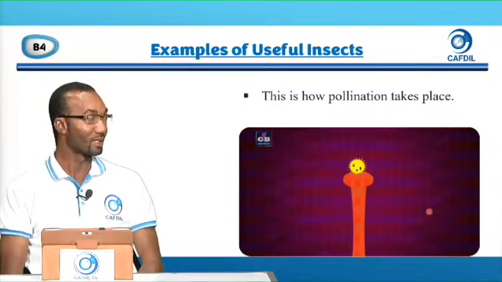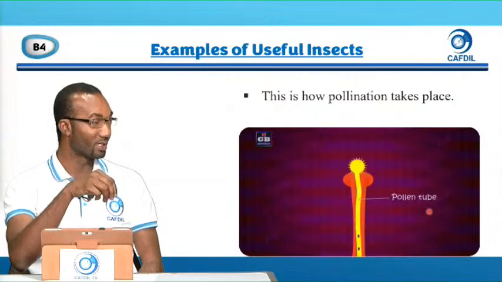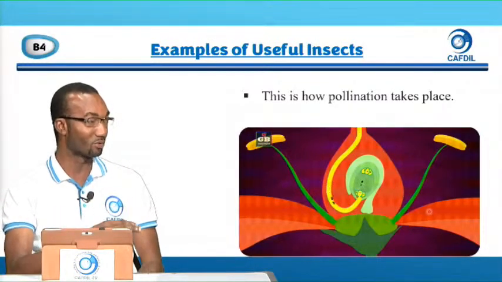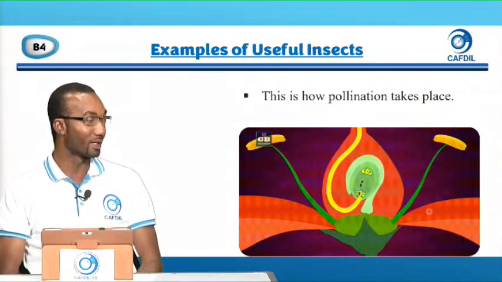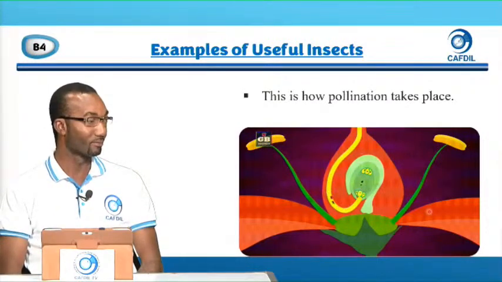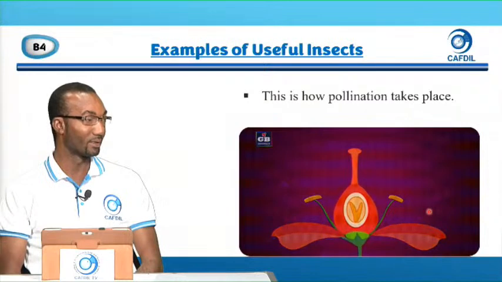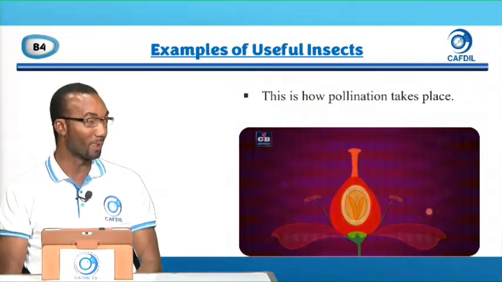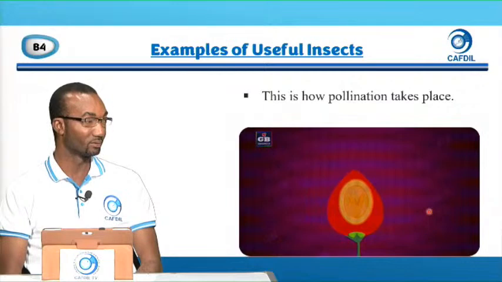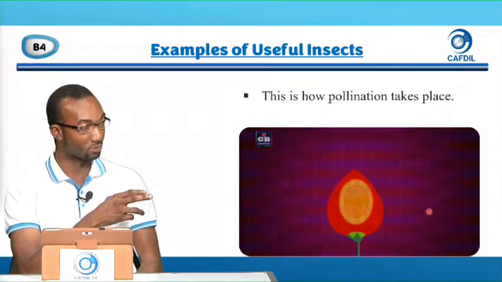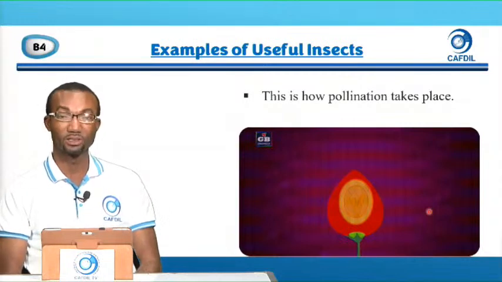So let's look at this example of how pollination takes place. The pollen grains enter the stigma of the flower, that's the female part, and it will go and join the egg. And when the egg and the pollen grain come together, they will develop into fruits. So all the fruits that we eat pass through what we call pollination.